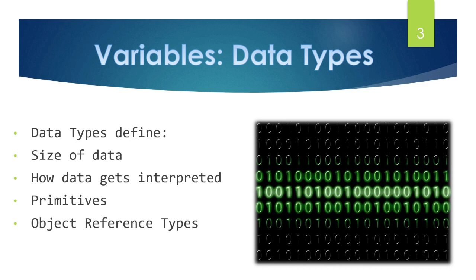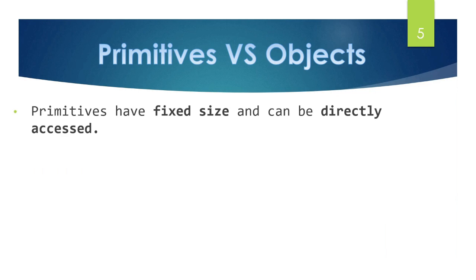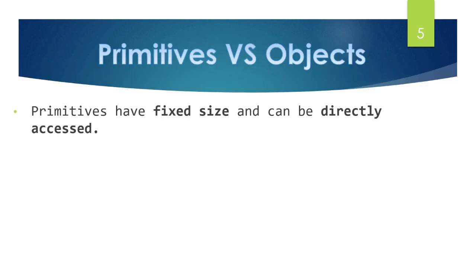Let's review the primitive data types. Primitives are the simplest data types. They are represented as a fixed number of bits. Java has 8 primitive types. Note that the size of the boolean is dependent on VM implementation. You can see different primitive data types and the details about their representation, size, and range within which their values can vary.